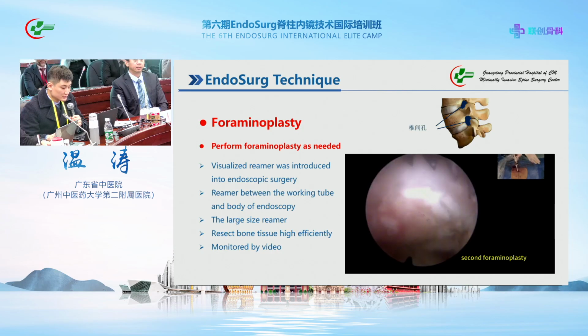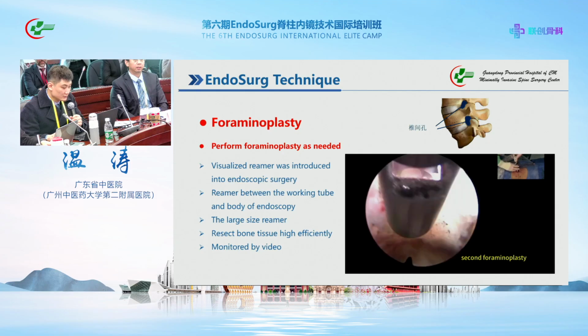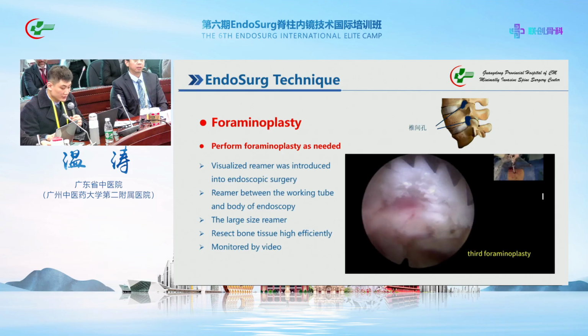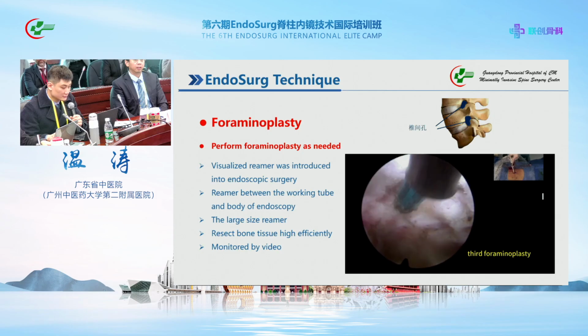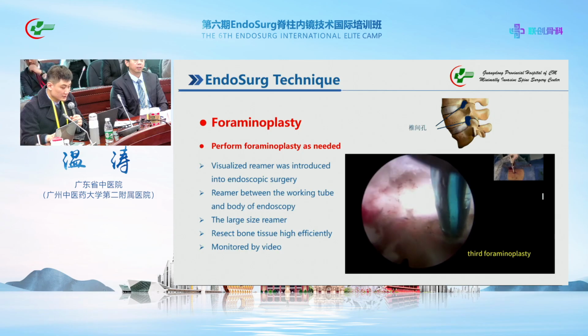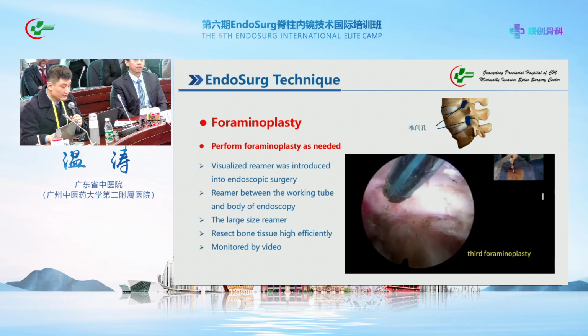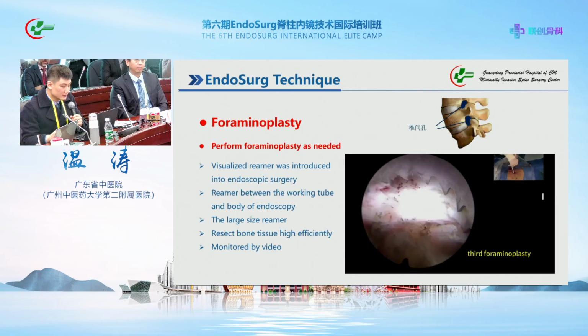and stop bleeding. Every step we need to make sure there is no bleeding, because too much bleeding will blind the lens. It's hard to see the structure clearly.